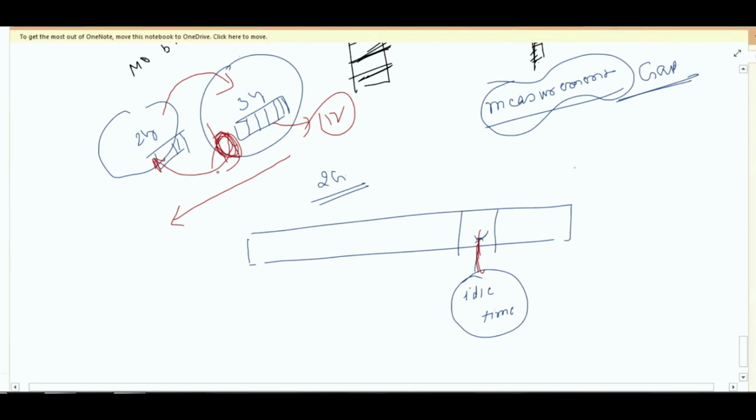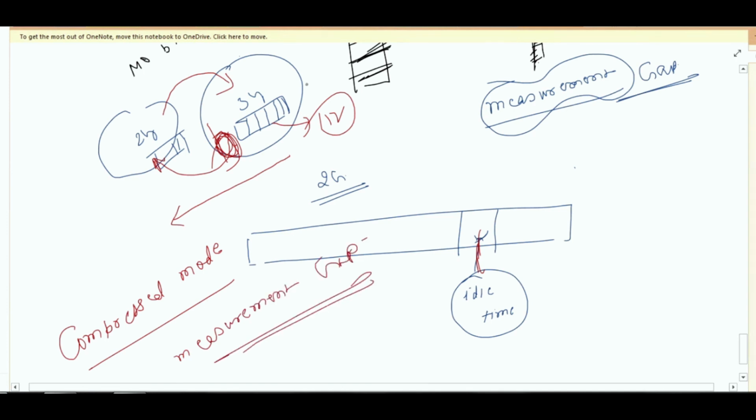That's why in 3G this concept is called the compressed mode, and in 4G the same concept is known as the measurement gap. It means that to perform the measurement, some gap is created in your slot transmission where your mobile will perform the measurement and then perform the handover. I'm not teaching about handover, I'm just telling about the slots.